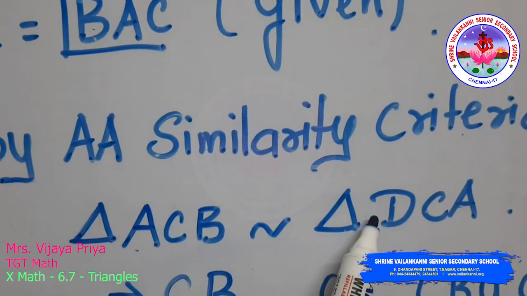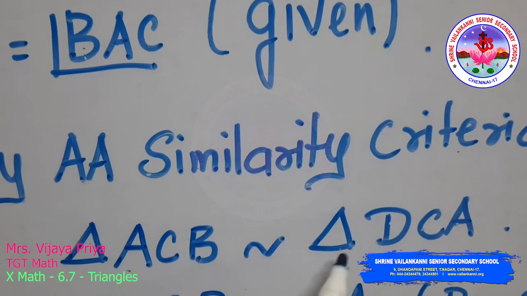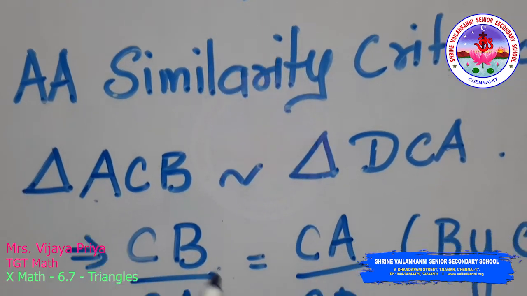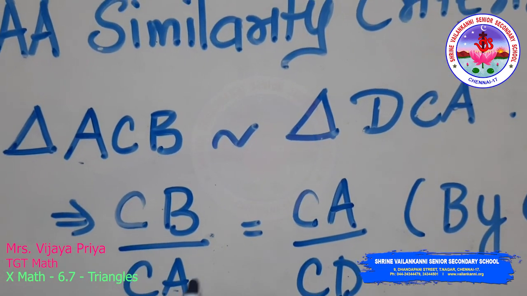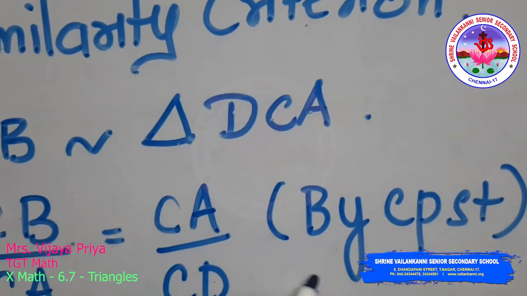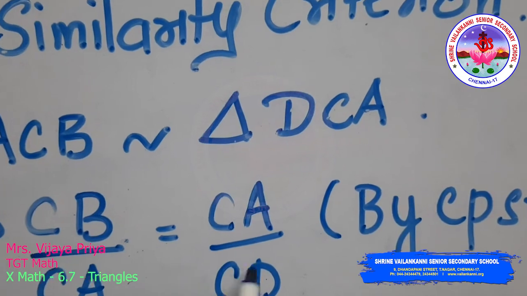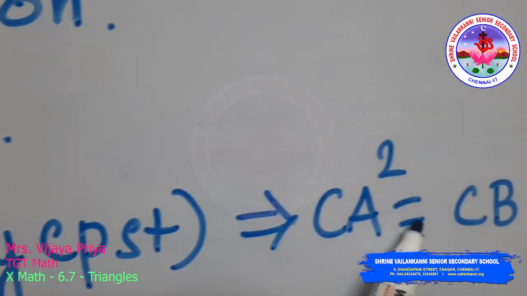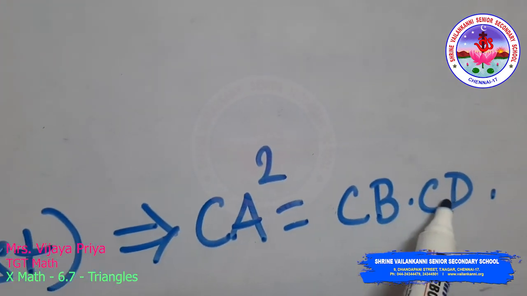So automatically the corresponding sides of these two triangles are in proportion. So I got CB by CA is equal to CA by CD by CPST. So when I cross multiply, I will get CA squared is equal to CB dot CD, hence proved.